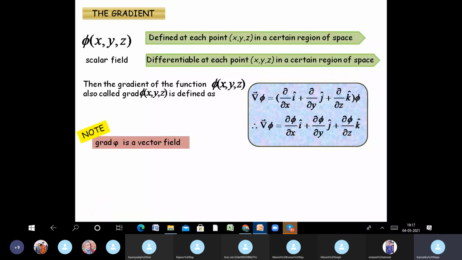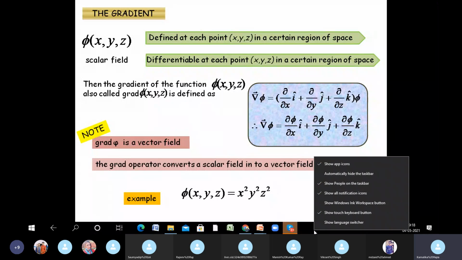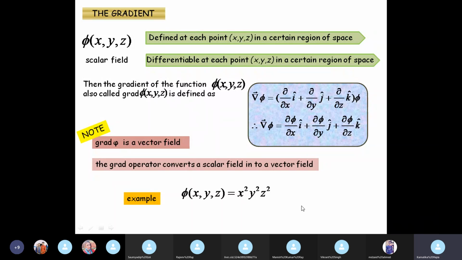All right. So that's what I told you here. Grad phi is a vector field. The grad operator converts a scalar field into a vector field. For example, suppose phi of x, y, z is this function here, x square y square z square. All right. So what will be grad phi? Can someone calculate and tell me? Can you just quickly take a pen and paper and calculate grad phi using this formula and tell me what grad phi is?